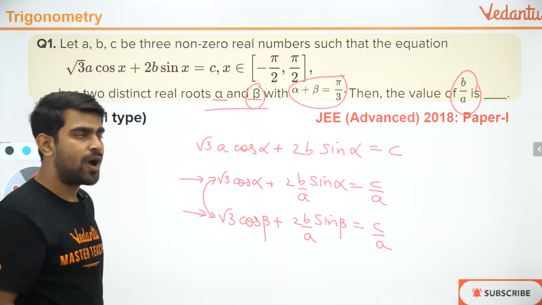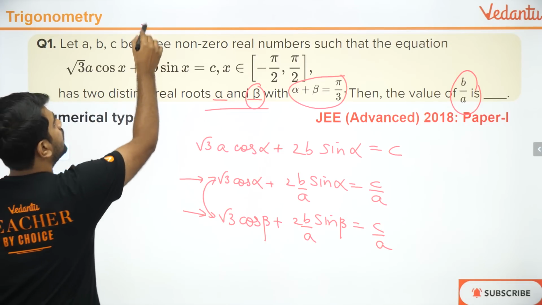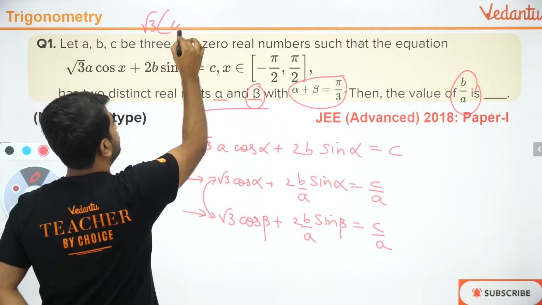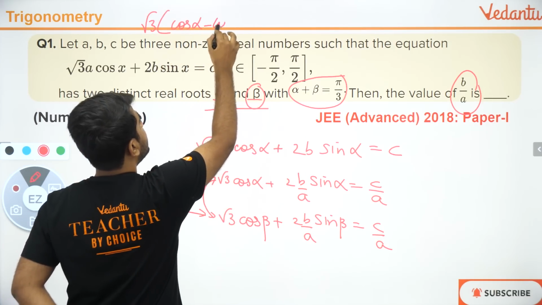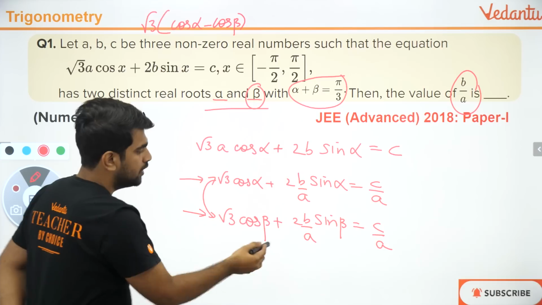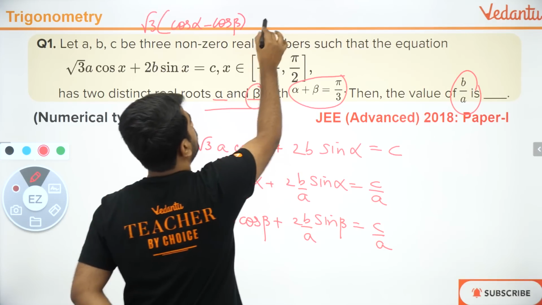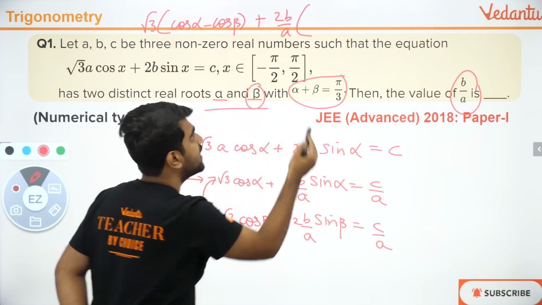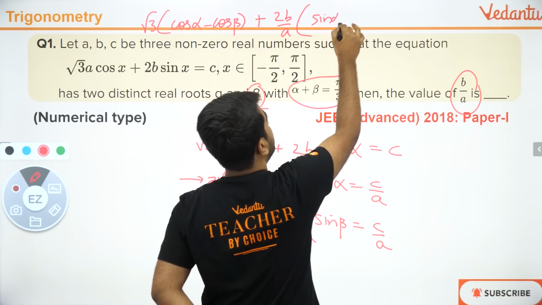And when I subtract, what happens? Let's try to have a look at it. So it is going to be root 3 times cos alpha minus cos beta, and then 2b by a is common, so plus 2b by a. What do I have? I have sine alpha minus sine beta. Let me write that down as well.